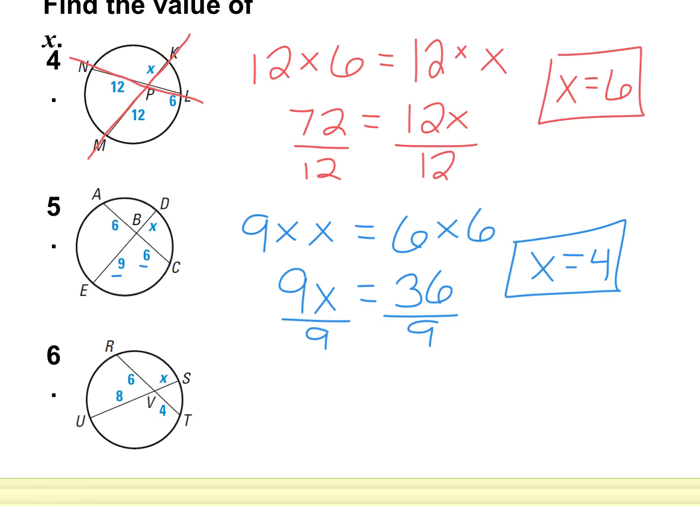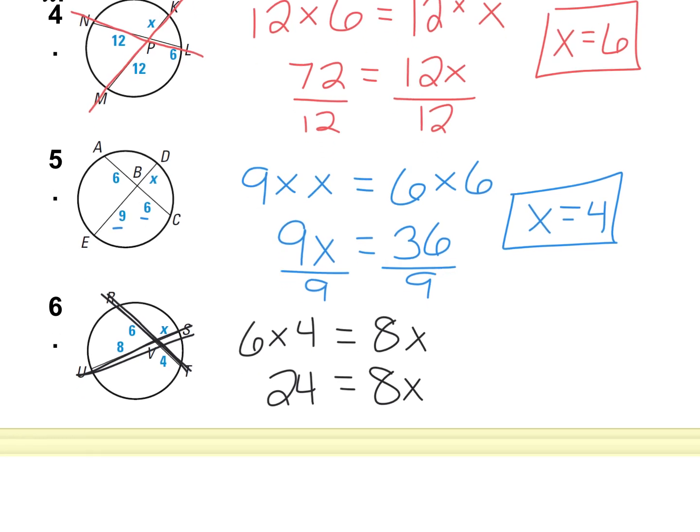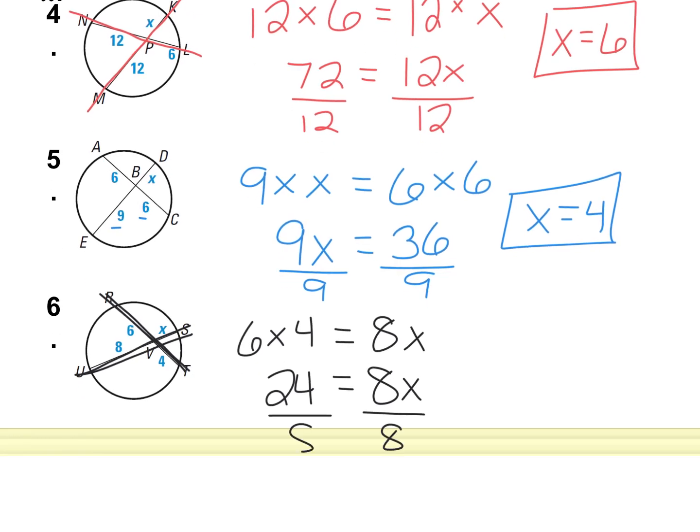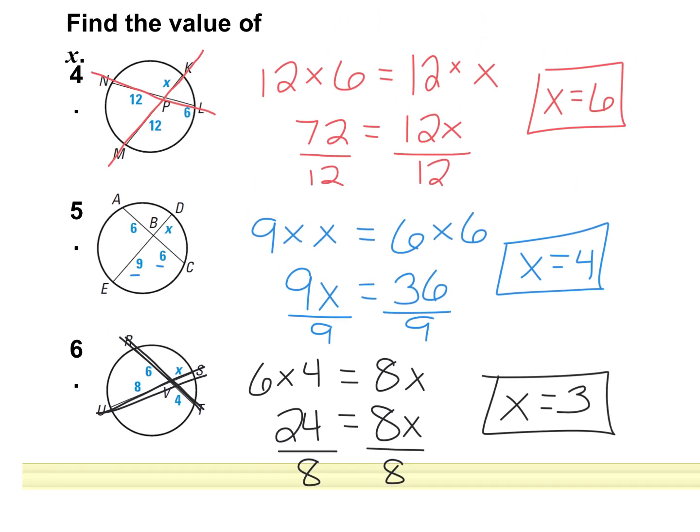Okay, and then this last example, what's one of my pairs? RT, 6 and 4. Yep, right here, 6 and 4. And then what's the other pair? US. Yep, 8 and X. If it helps, draw these lines to help you figure out what's together. So 6 times 4? 24. Last step. Divide by 8. X equals 3. Good. Questions about chords? Today was all about chords. Okay.